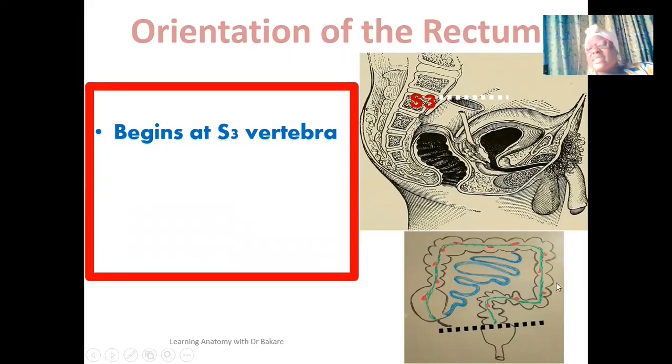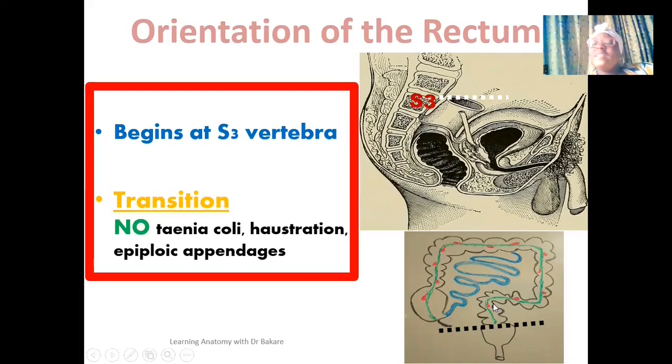If you look at the transition between the sigmoid colon and the rectum, you see that there are a number of differences. In the sigmoid colon, we have infolding seen along the wall of the sigmoid colon. We have the taenia coli also running through its entire length. And on both sides of the taenia coli, we have epiploic appendages. This kind of presentation is also seen in other regions of the large intestine. But in the rectum, this is not seen. If you look at the wall of the rectum, there is no taenia coli.